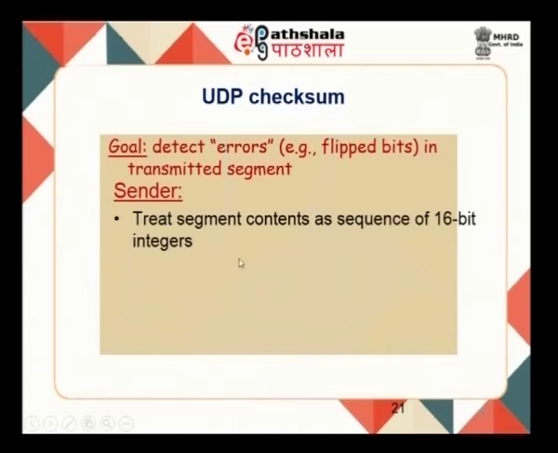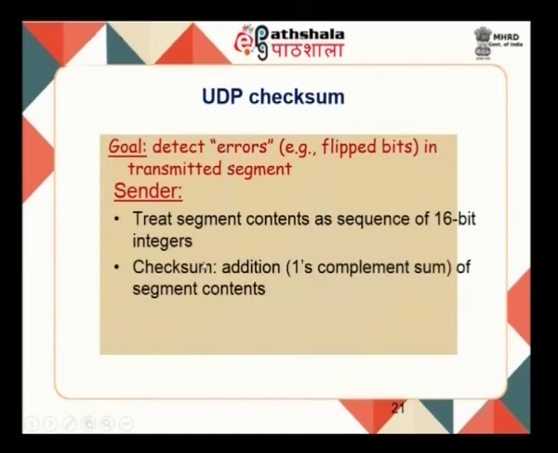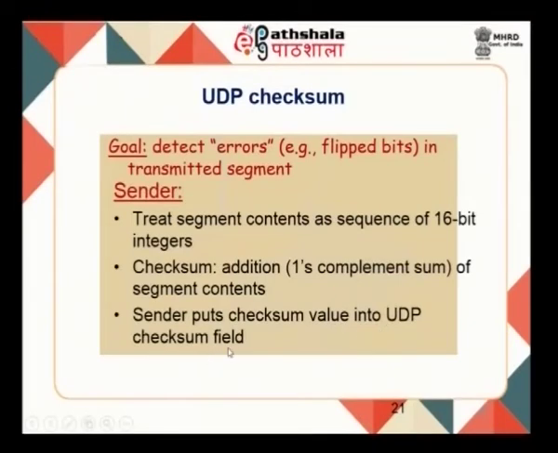Now, the way this checksum is calculated is a very simple process. The entire segment is treated as a sequence of 16-bit integers, and the checksum process just involves a simple addition. In fact, it is a ones complement sum of the segment contents. That is, you take the entire data, organize it as 16-bit integers, add them all up using ones complement addition, and that ones complement sum is the checksum value, which is written in the UDP checksum field. So, this is what happens at the sender. At the sender, you add up all these things and put it in the UDP checksum field.